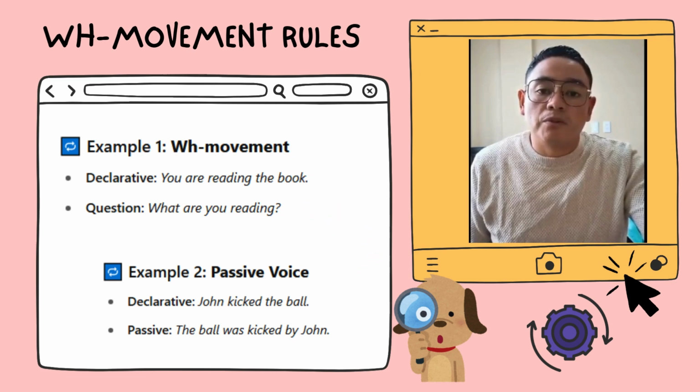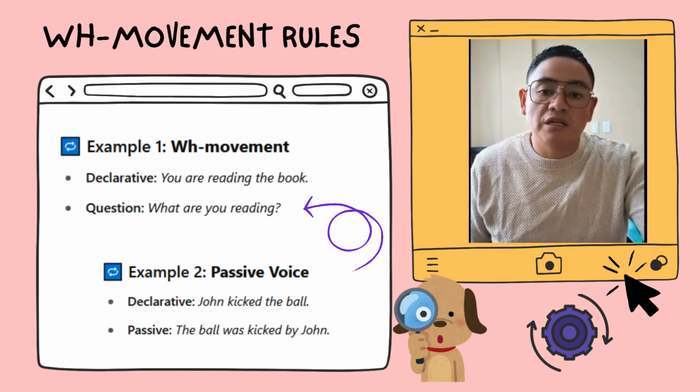Example: passive voice. Original: "John kicked the ball." Passive: "The ball was kicked by John." Explanation: in the passive voice, the object, "the ball", moves to the subject position. The verb changes to "was kicked", and the original subject moves to a prepositional phrase, "by John". They change the focus of the sentence.